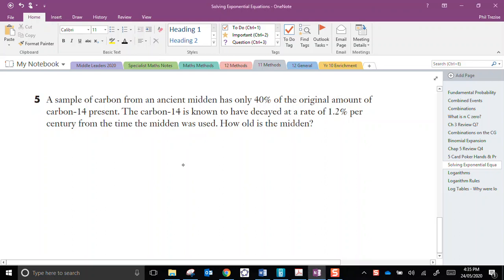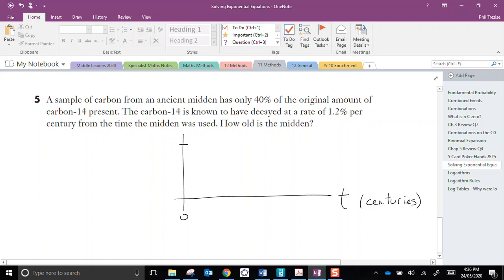So let's get a little bit of an idea here. If we were to do a graph, time would be this axis and the unit is centuries. Now when time equals 0, we don't know how much carbon-14 is present. Let's call this amount N naught, N being the number of carbon-14 atoms. You could use any pronumeral you like, but the little subscripted 0 means it's the original amount.